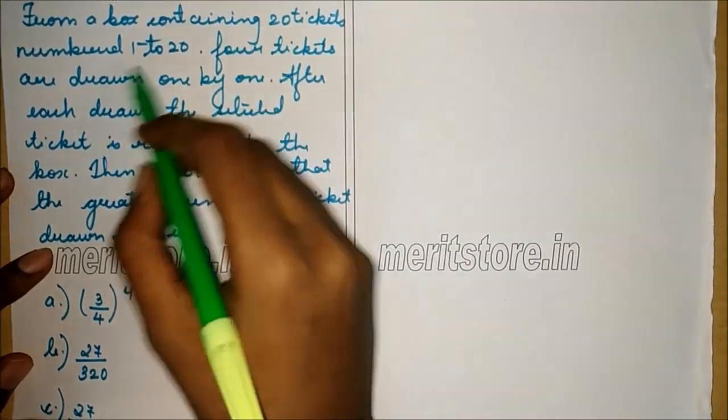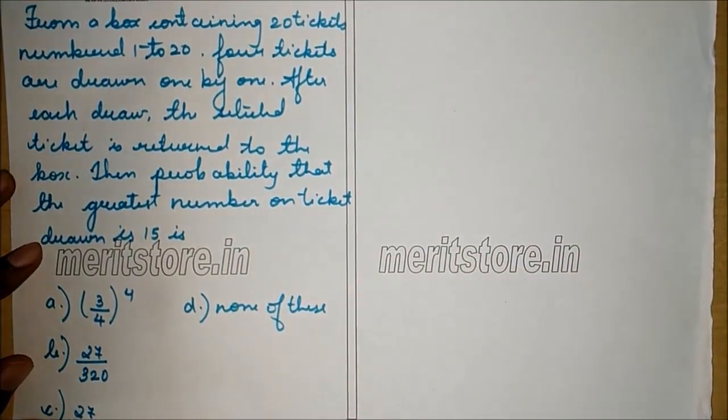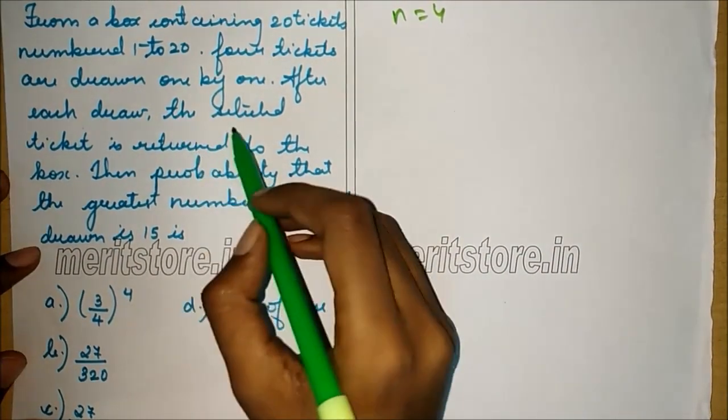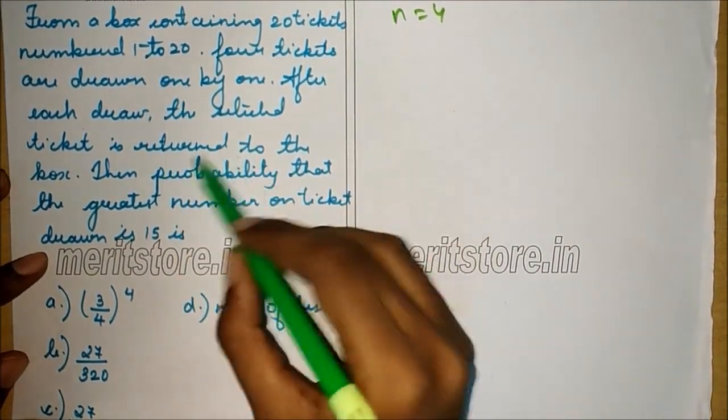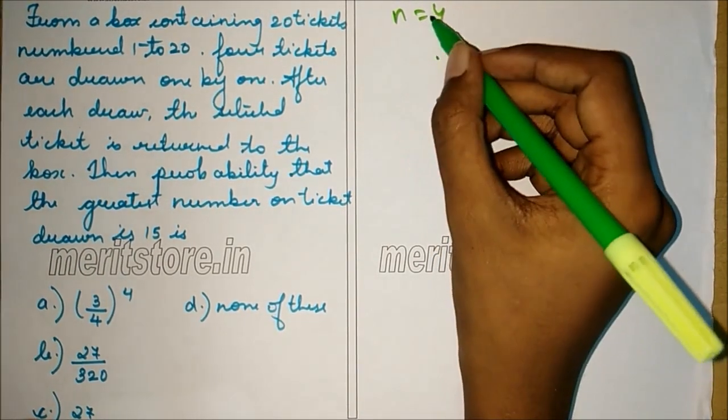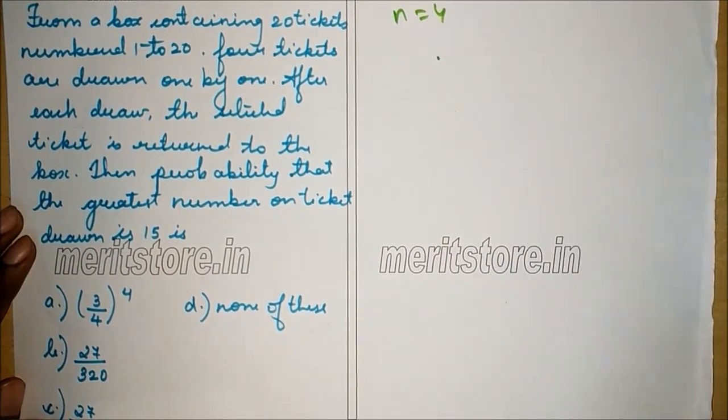From a box containing 20 tickets numbered 1 to 20, 4 tickets are drawn one by one. So n will be 4. After each draw, the selected ticket is returned to the box. Then the probability that the greatest number on the ticket drawn is 15 is, so the greatest number should be 15. So at least one out of the 4 will be 15.